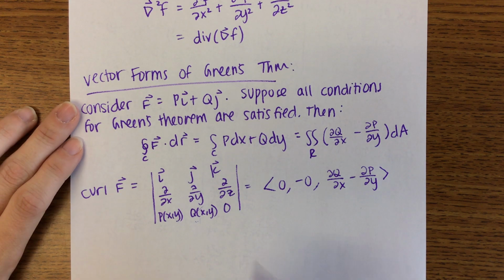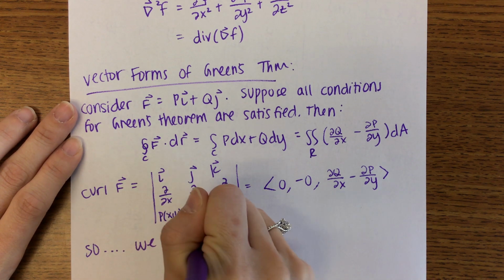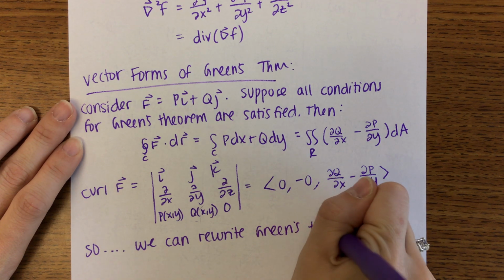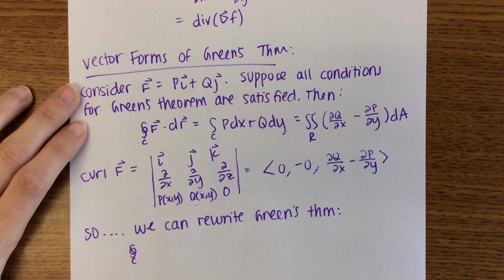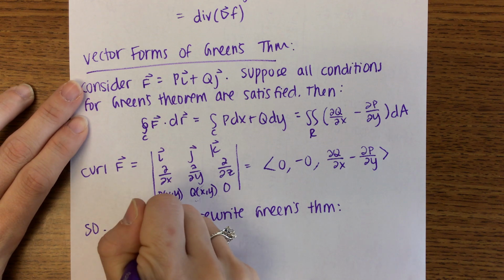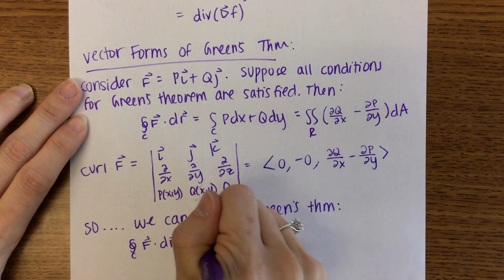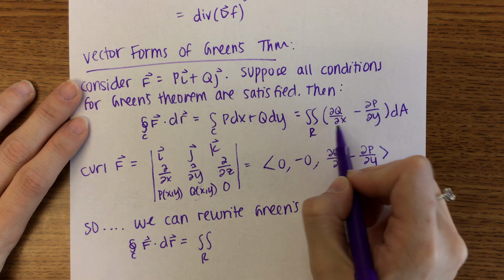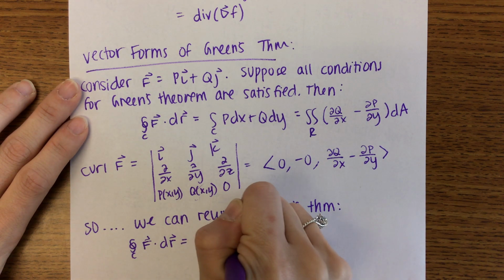With me so far? Okay, where that's going to lead us is we can rewrite Green's theorem. So we had line integral over a closed curve of f dot dr. This is the double integral over the region R. Okay, we have this right here. So that partial Q, partial x minus partial P, partial y. That's curl of f.